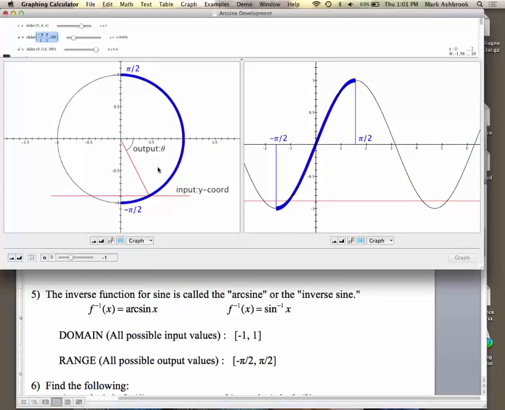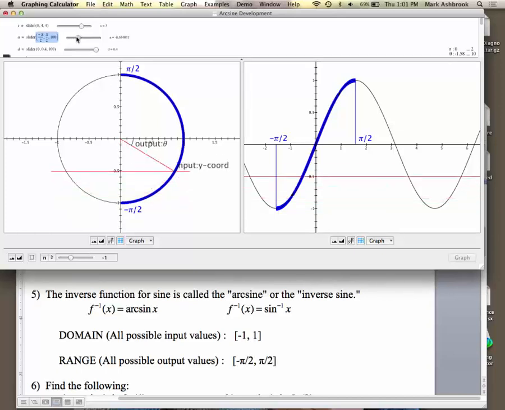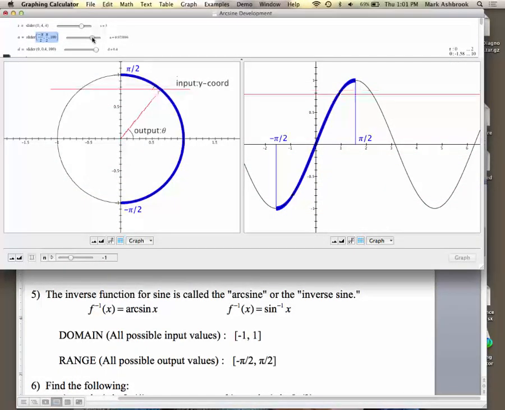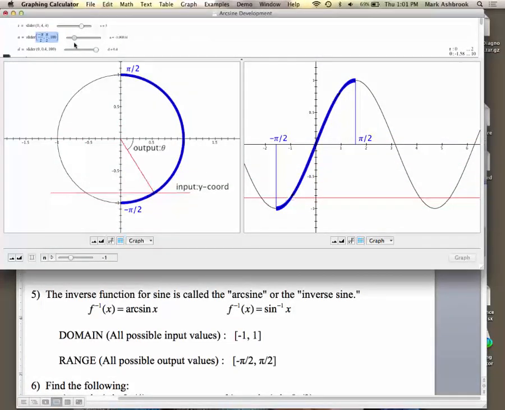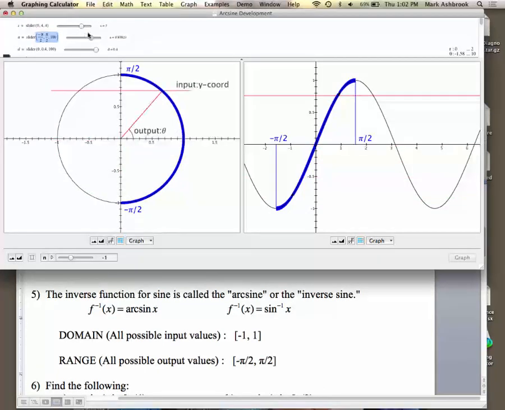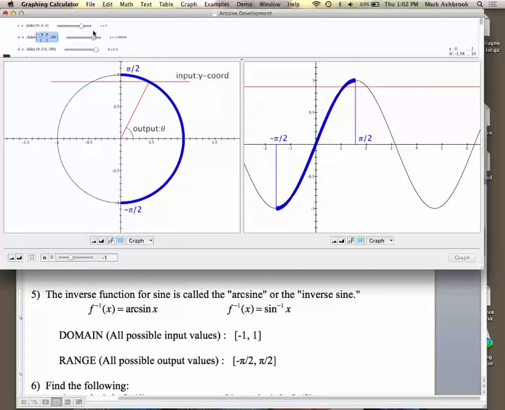Look at the picture here. I'm showing you the input is the y coordinate, that horizontal line, and then you're going to have a corresponding output down here. When your inputs are negative, it's going to be a negative angle, a clockwise angle, output theta. When your y values are positive, you're going to have a counterclockwise angle between 0 and pi over 2. So this range from -pi over 2 to pi over 2 gives us one angle per y coordinate from -1 to 1.